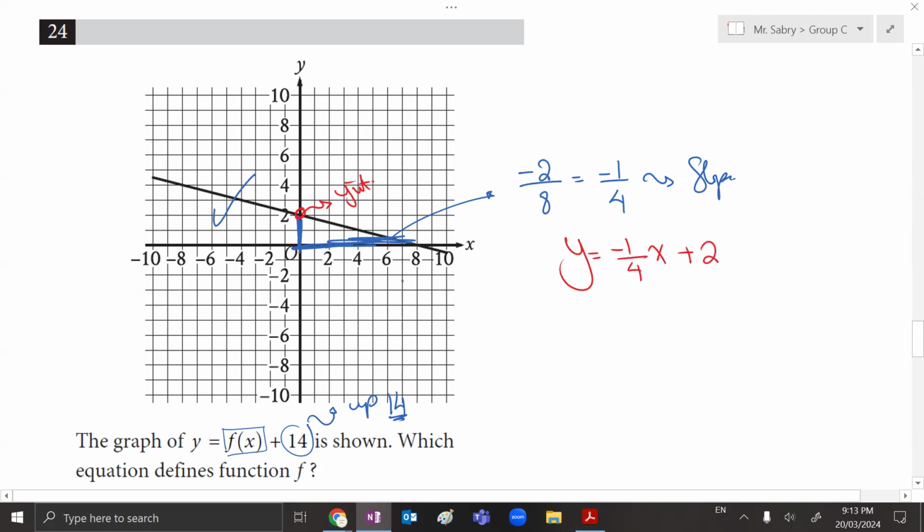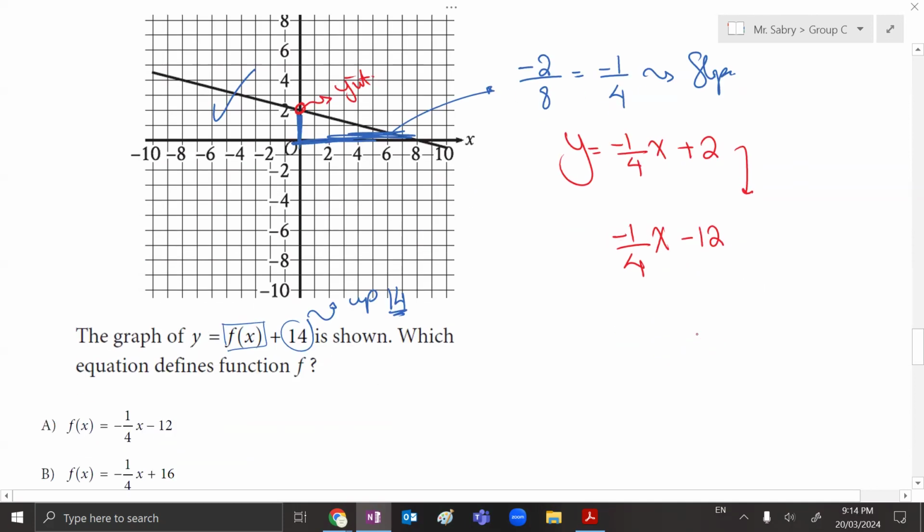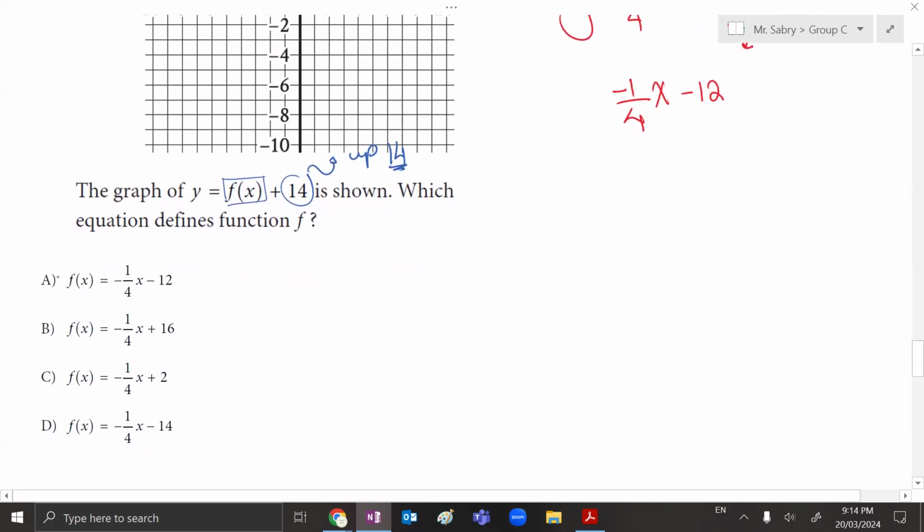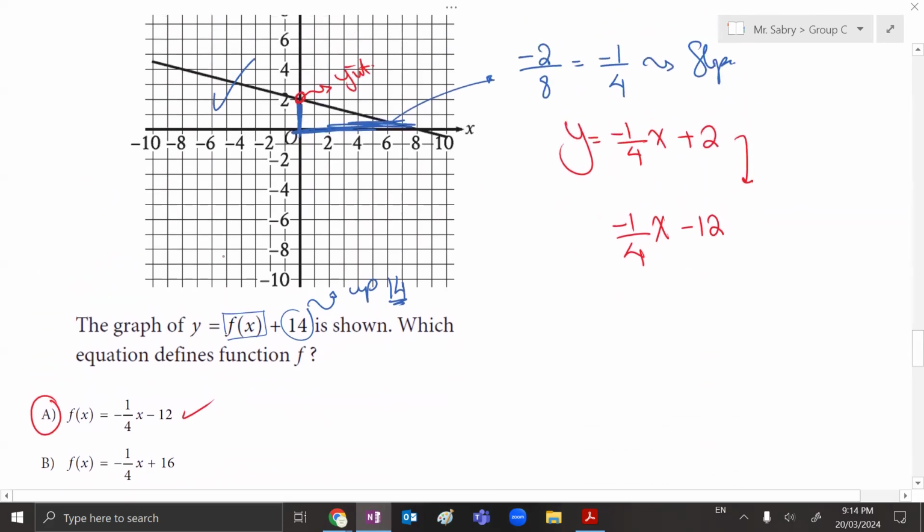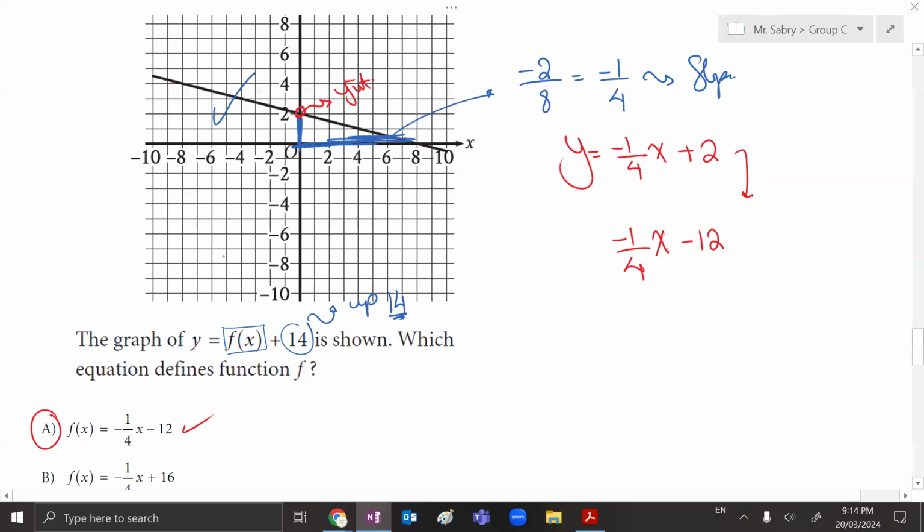This is this function. Because this is already moved up 14, if I'd like to get the original one, I'll move it down 14. I'll subtract 14, exactly. So 2 minus 14 would become negative 12. When you look at the choices, it's definitely that's the answer. Perfect. Oh, this one was tricky. But it's nice, honestly.